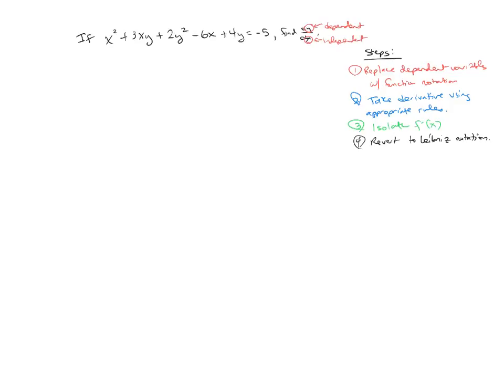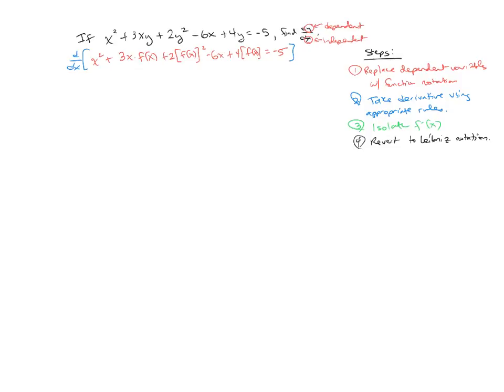So everywhere I see a y in this, I'm going to replace it with an f of x. So I have x squared plus 3 times x times f of x plus 2 times f of x squared minus 6x plus 4 times f of x equals negative 5. And then I'm going to take the derivative using appropriate rules. I'm going to take the derivative with respect to x, because that's my independent variable.